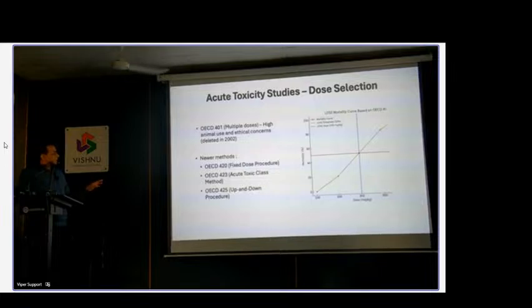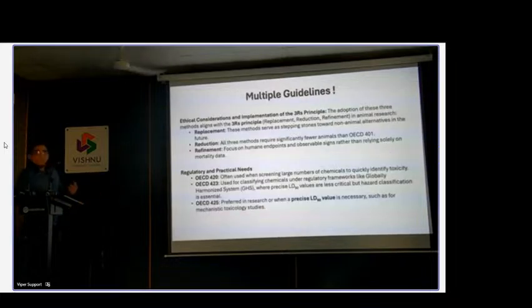So there are OECD 420, 423, and 425. They have different purposes in establishing the lethal dose. So why do we need multiple guidelines? As I said, the ethical consideration and implementation of the 3 Rs. The Rs represent replacement, reduction, and refinement.